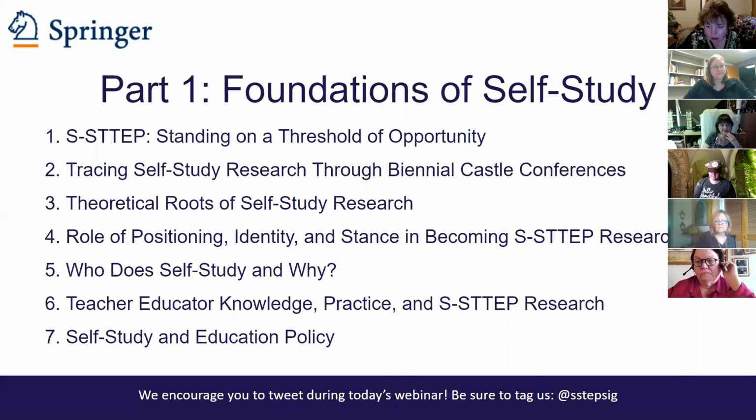And I think that the authors of these chapters help to remind us also of our history as well as where we can be taking this work. So you'll see there the different chapters in terms of looking back through the biennial Castle conferences, the theoretical roots of self-study research, how we are positioned in terms of identity and stance as researchers ourselves, the range of self-study, who does self-study and why they do it, a chapter on the notions of knowledge and what that means for practice and connections with self-study research, and as I mentioned before, about education policy.